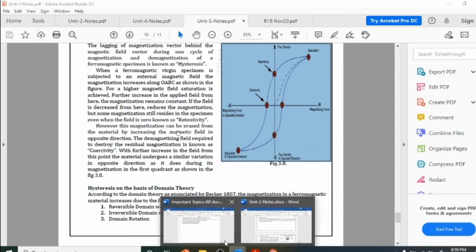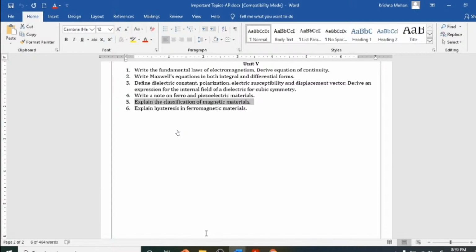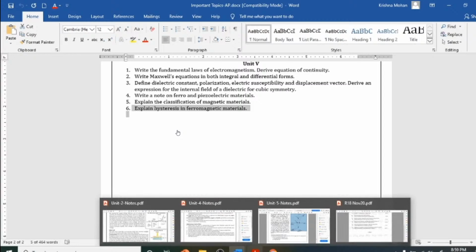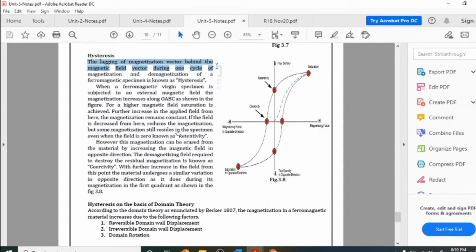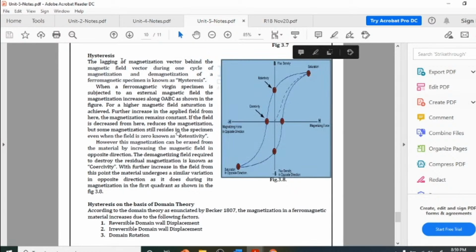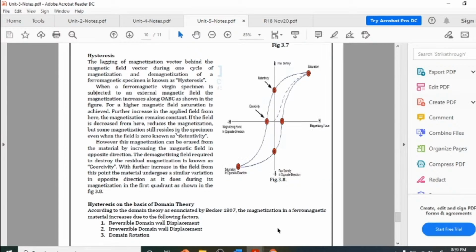Let us go back to our important questions from this unit. Question number 6 is: explain hysteresis in ferromagnetic materials. Hysteresis is a process in which the magnetization vector lags behind the applied magnetic field vector in a ferromagnetic specimen. That is what we call hysteresis. So here I have written: the lagging of the magnetization vector behind the magnetic field vector in one cycle of magnetization and demagnetization is what we call hysteresis. If you have this idea and this particular diagram, then you can easily get marks. So this is about the 5th unit.